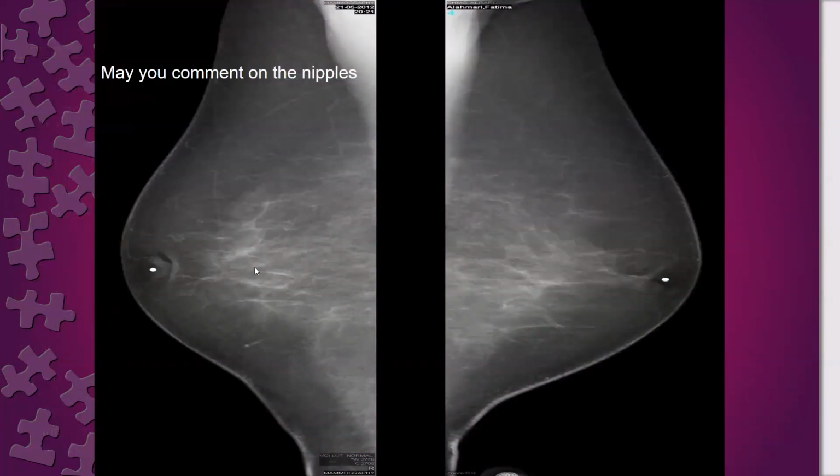Okay, let us go to this image. Any volunteer? Comment on the nipple. I need a comment on the nipple. What about the nipple? It's not in place. Yes, retracted. The nipples are getting inward, both sides. When you see it on both sides, what do you expect? Surgery? Bilateral surgery?